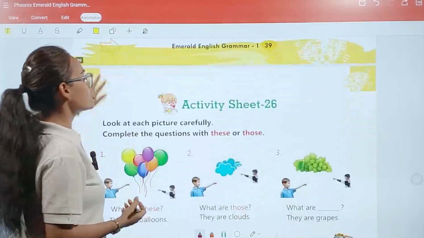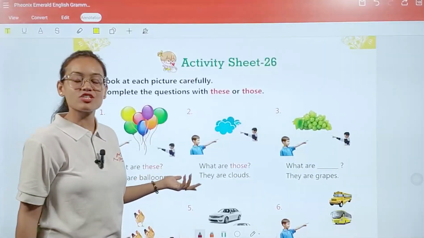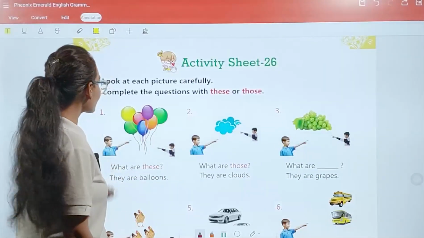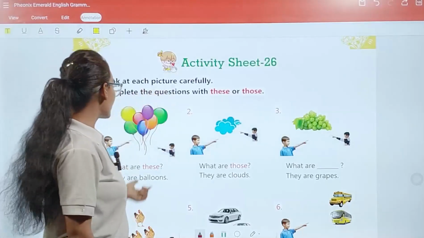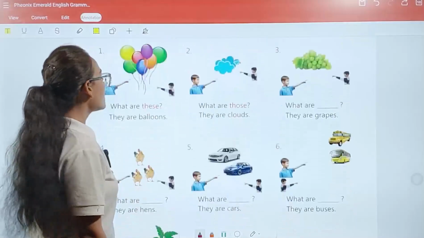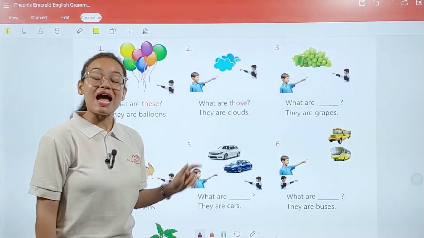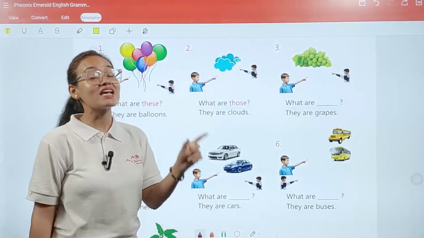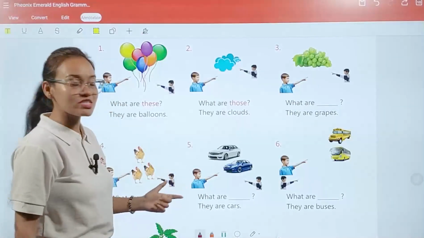Okay. Now activity sheet number 26. In this activity sheet number 26, what we have to do? Look at each picture carefully. Complete the questions with these or those. Okay. Here some questions are written. And you have to fill proper these and those according to its suitability.